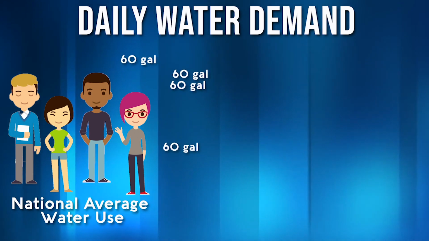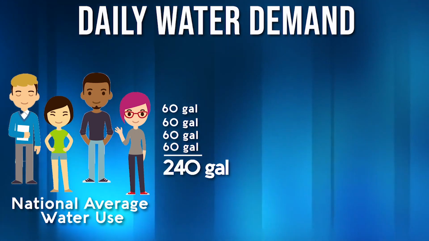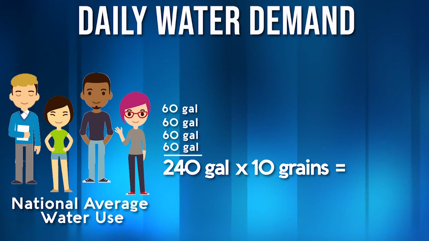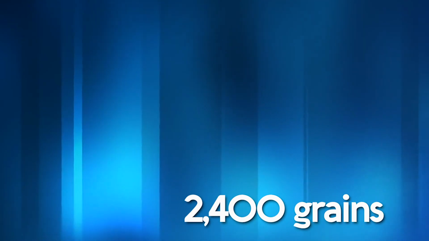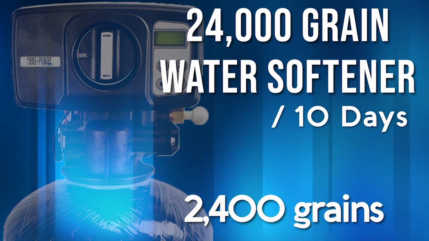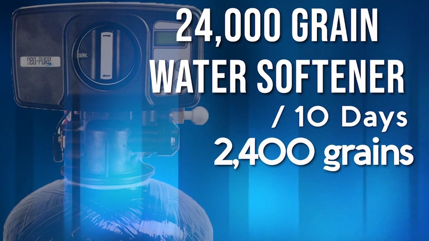Now, if you have 10 grains of hardness, that's 240 times 10. So that's a demand of 2,400 grains that we need in capacity per day. If we have a 24,000 grain water softener, arguably we can go 10 days between regenerations. That's basically the way we calculate water softener capacity to figure out what you need in your household. Now, 10 days at a 24,000 grain softener, we want to build in a reserve capacity to that calculation.